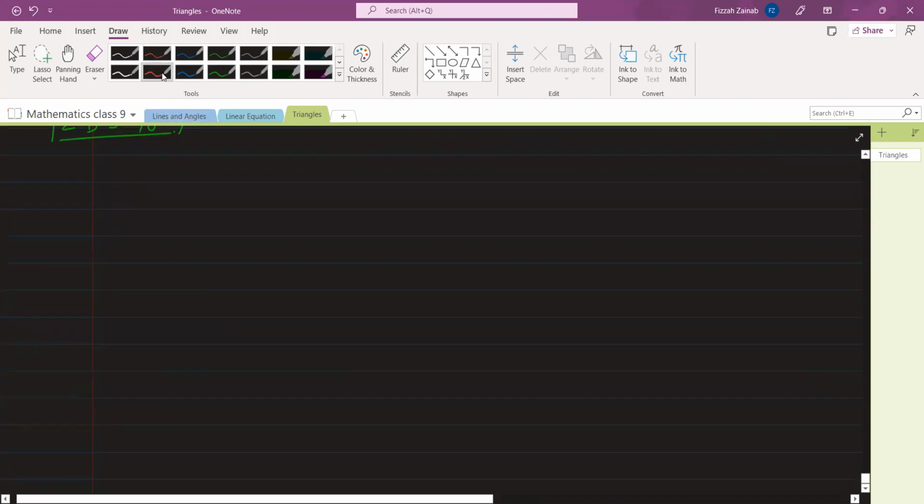So now you know what is a parallelogram, right? Opposite sides. Let me just write properties of a parallelogram very quickly.